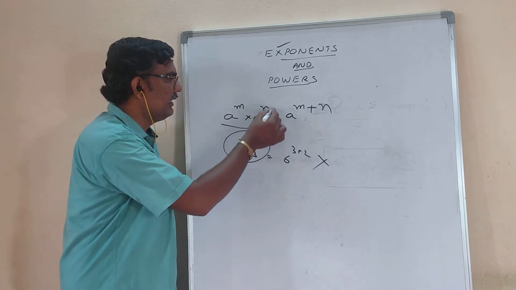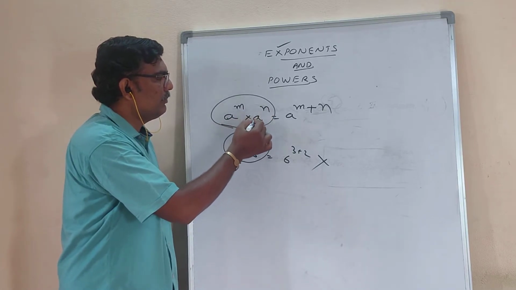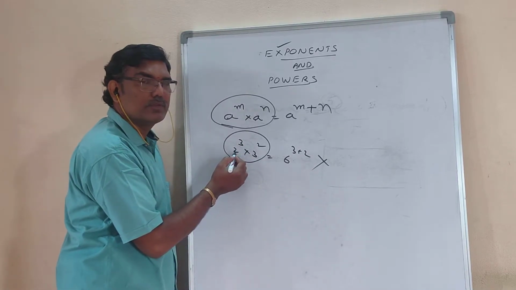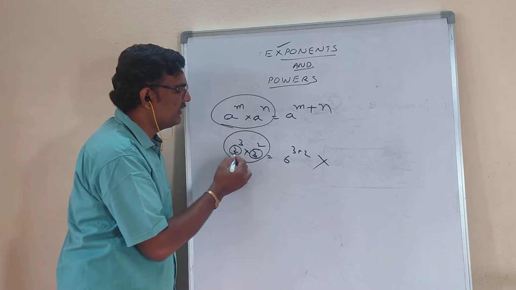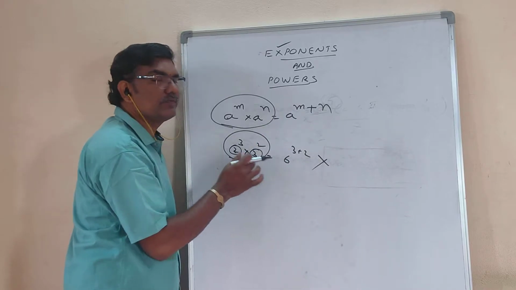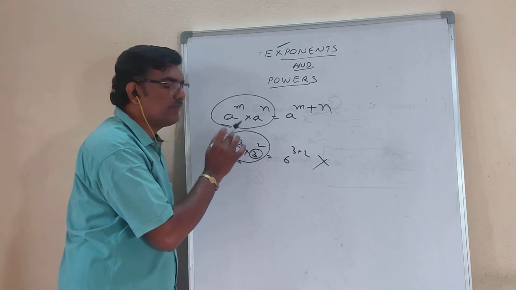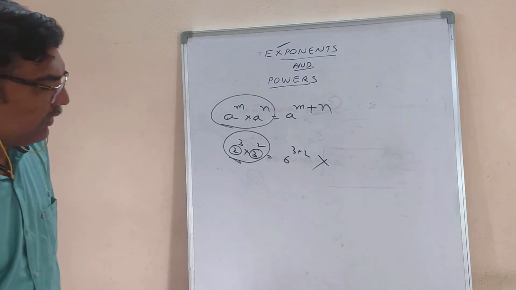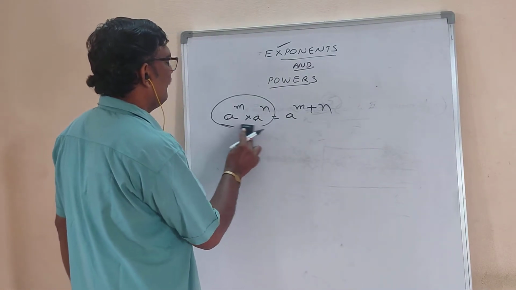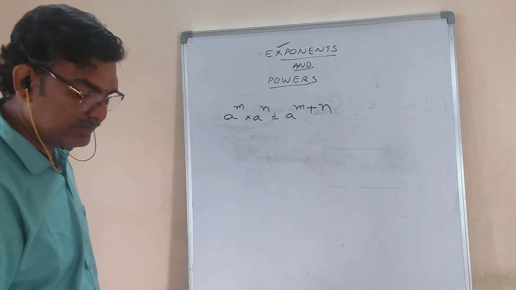Here and here, in this the base is a, in this also the base must be a only. So in 2 cube, the base is 2. In 3 square, the base is 3. Bases are different, so you should not apply this formula for this one. Now, for which numbers you have to apply this formula, we'll see.